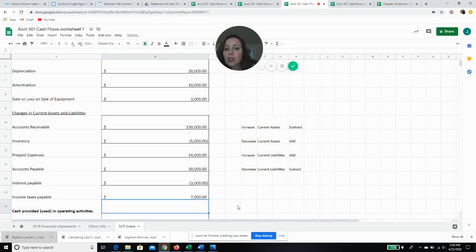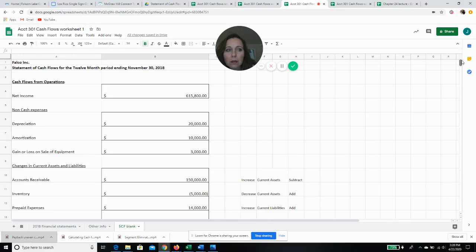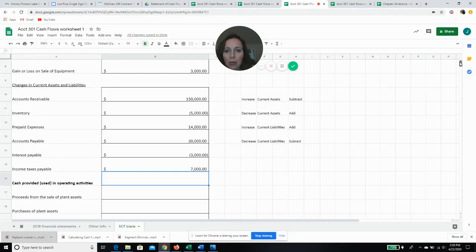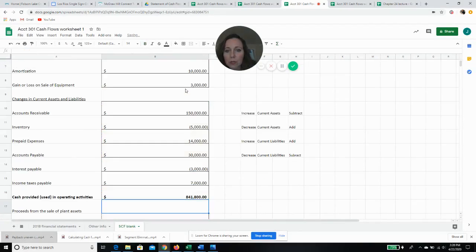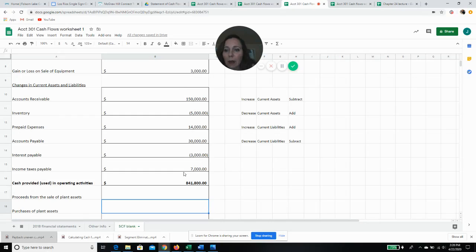All right. So to get my cash provided, if it's positive, or used if it's negative, from operating activities, I'm going to add up all of these numbers, starting with net income. I'm just going to hit my add button, sum, and add everything up. You can, of course, do this by hand if you want. So my cash flow provided by operating activities is $841,800.